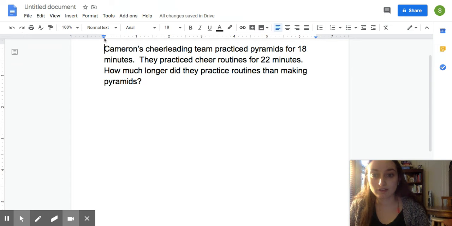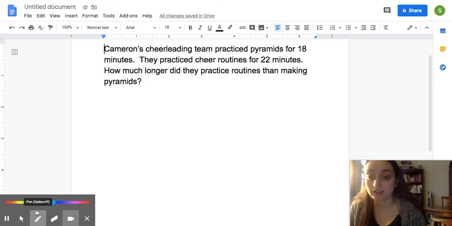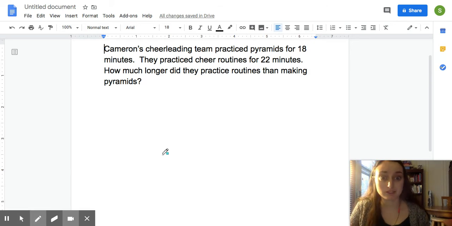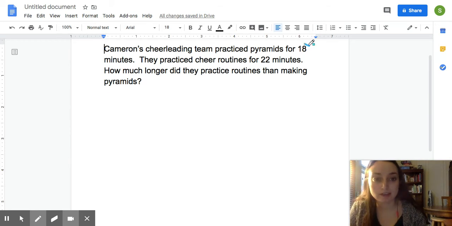Okay, so I'll read it. It says, Cameron's cheerleading team practiced pyramids for 18 minutes. They practiced cheer routines for 22 minutes. How much longer did they practice routines than making pyramids? Okay. Now, what I like to do when I do word problems is I like to circle my numbers so I can keep track of them once I start doing my operations. So I see 18 is one number, 18 minutes. And we also have 22 minutes.